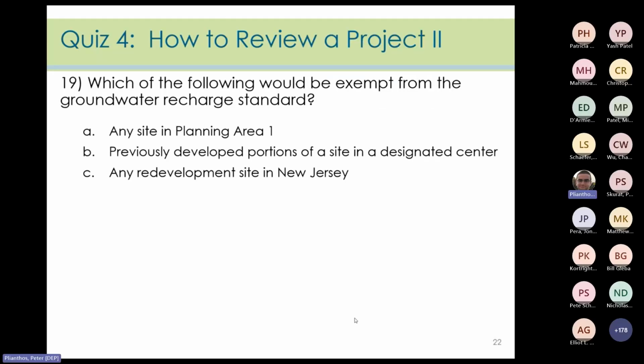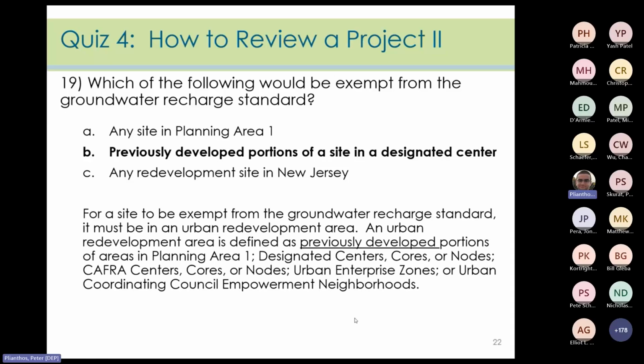Question 19. Which of the following would be exempt from the groundwater recharge standard? The correct answer is B, previously developed portions of a site in a designated center. So just being in Planning Area 1 is not an allowed exemption from the groundwater recharge standard, nor is redevelopment automatically exempt. Only previously developed portions of sites in the designated locations listed on this slide can be exempted.